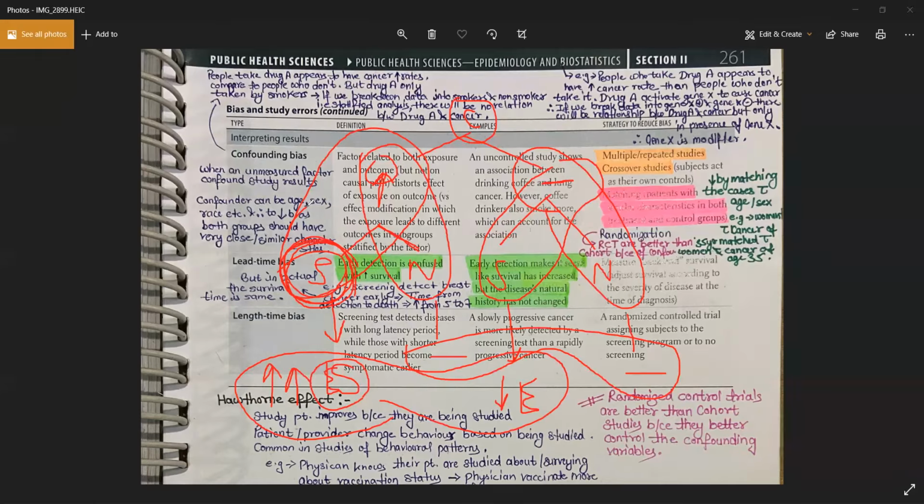Please respond. I will repeat this fact again. Don't worry if you're having any doubt, because it's very crucial to understand the difference between the confounding and the effect modification.